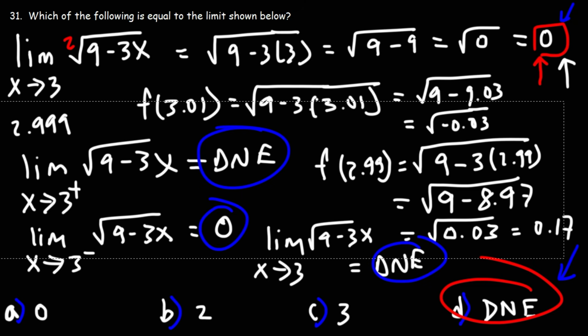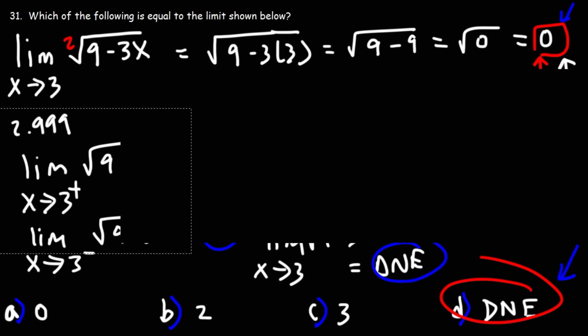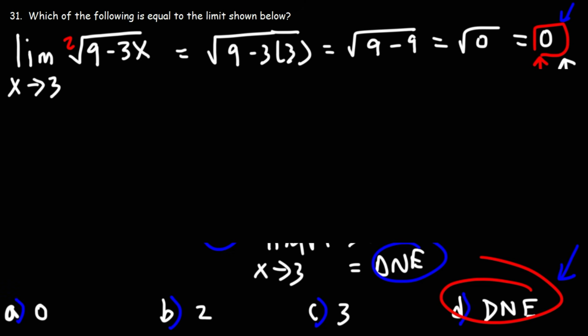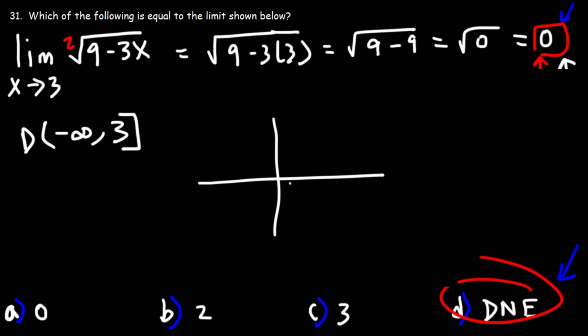If you were to graph this function, it would look something like this. The domain for this function is from negative infinity to 3. It stops at 3. When x is 3, y is 0. And it'll open like this.